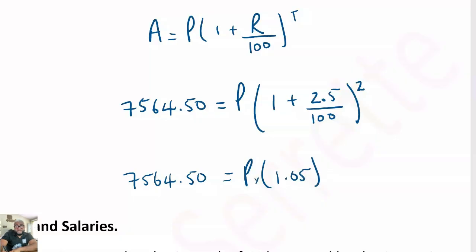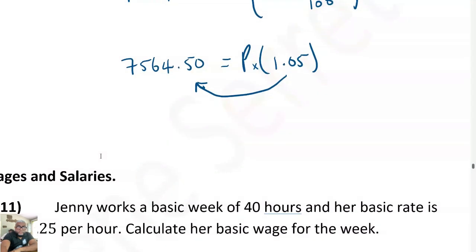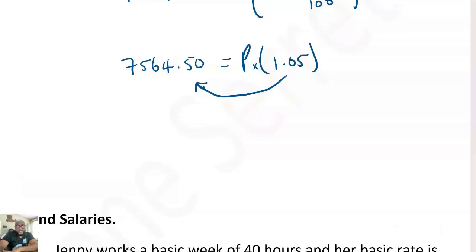Now multiplication is understood here. So I actually need to move that 1.05. When I carry that 1.05 to the left, I need to do the opposite of multiply, which is divide. So we have 7,564.50 over 1.05 is going to be equal to my principal.